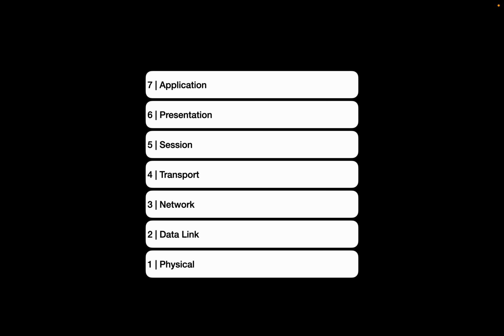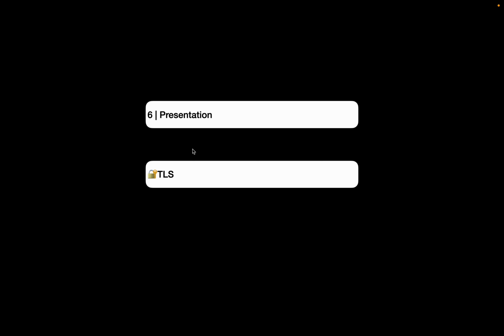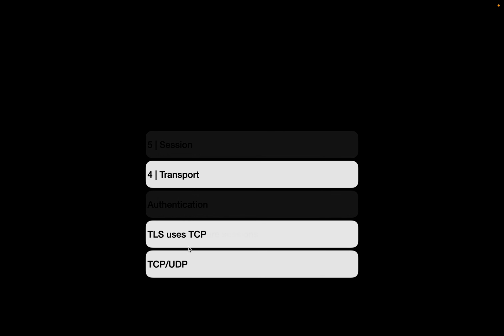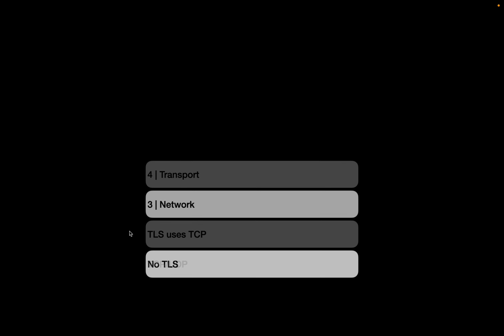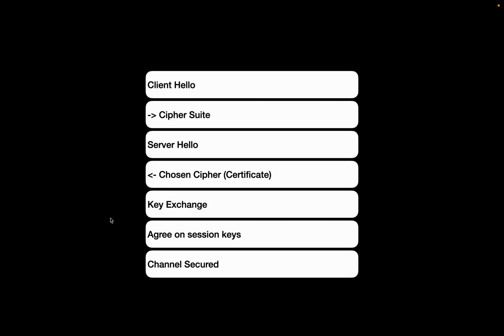So let's try to look at a way that we can perhaps secure ourselves against this ARP spoofing. What is important here is that we are using HTTPS for the application layer. Now we were looking at the OSI model, the seven-layer model. So we also ensure that we're using TLS for communication, and at layer 5 we're using session authentication. TLS helps secure these sessions. At the transport layer, TLS uses TCP. And at the network layer there's no TLS. So this is our weakness.